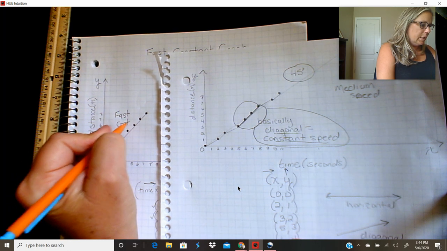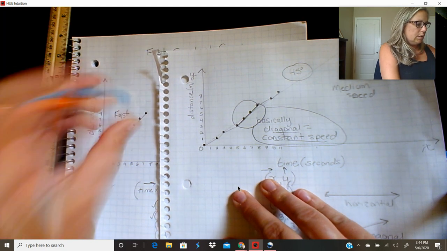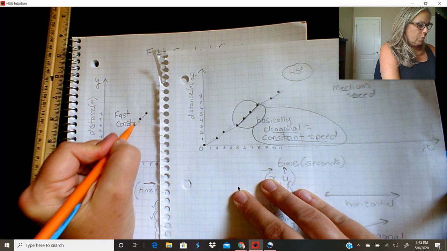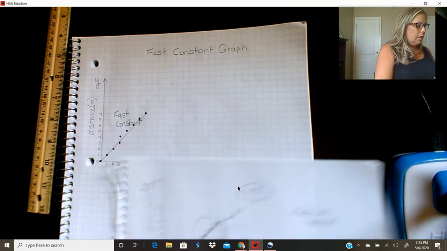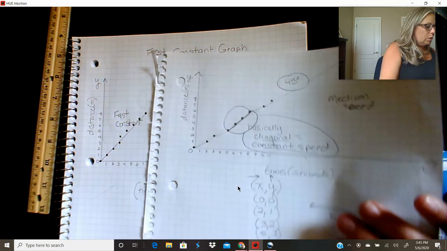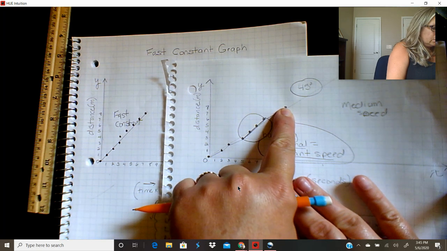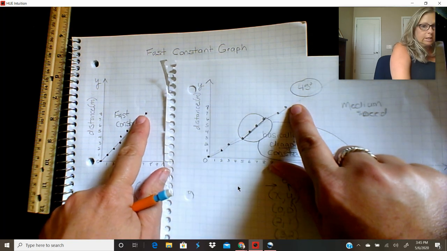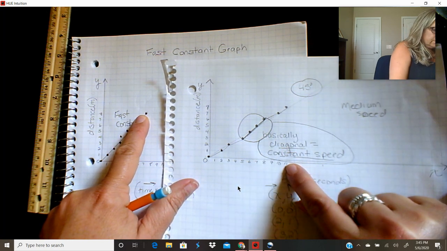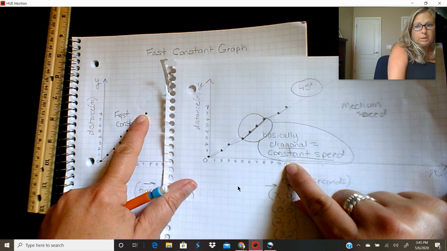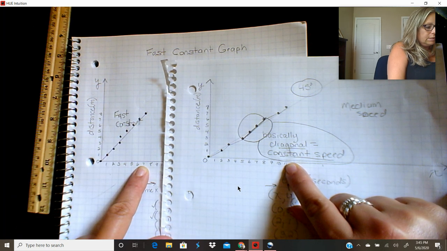Because it forms a diagonal. I keep doing constant. This would be a fast constant because it's more steep, right? And what it really means is this. Look how on the first graph, Nick did 8 meters, and then in the second graph, Nick did 8 meters too. But in this graph on the right, it took him 11 seconds to go 8 meters because he went at a slower speed. And in this graph, it only took him 7 seconds to go the same distance.